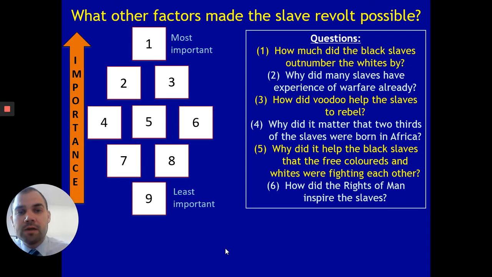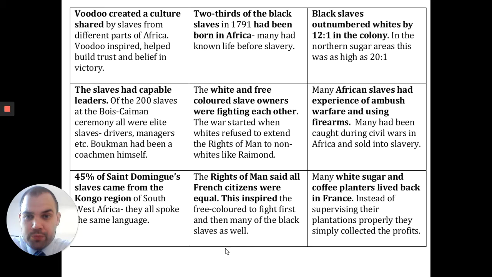Now, you've just got two things you've got to do for your teachers for Friday. The first thing is you've got a little worksheet which is attached to here, which is like this one. Now, these are 9 of the reasons why the slave revolution in Saint Domingue was successful. So there's 9 different reasons that helped the revolution in Saint Domingue be successful.